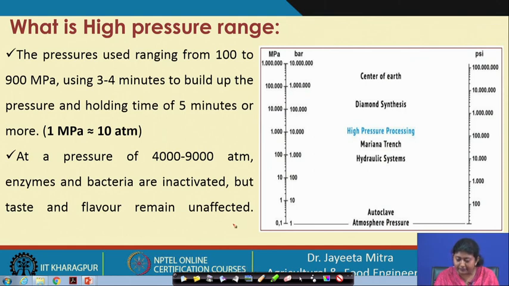We have a chart here that shows how the pressure varies from atmospheric pressure to autoclaving, hydraulic systems, then the Mariana Trench, which is the deepest point under the sea level in the world where we can measure the pressure, and that is still a little higher than 100 megapascal. High pressure processing is even higher than that. So, you can imagine how strong a system, how strong a pressure chamber, you have to build for high pressure processing.